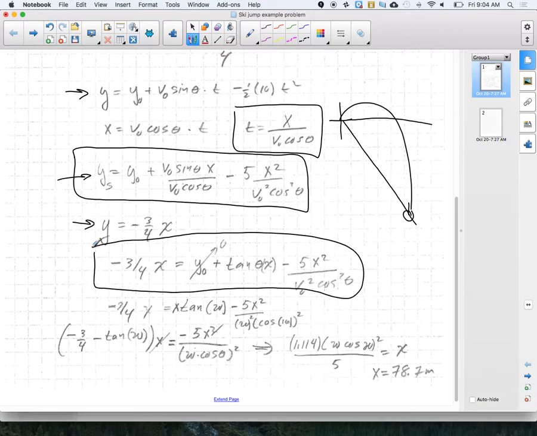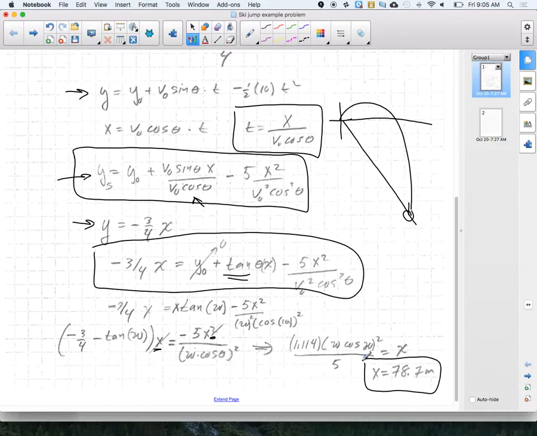So I know, you end up with this v0 sine theta over cosine theta. That goes to tangent. This comes over here and goes to x squared v squared over cosine squared of theta. And if you go through all of this, there actually turns out to be two solutions. One is if x equals 0. The other solution is x equals 78.7.